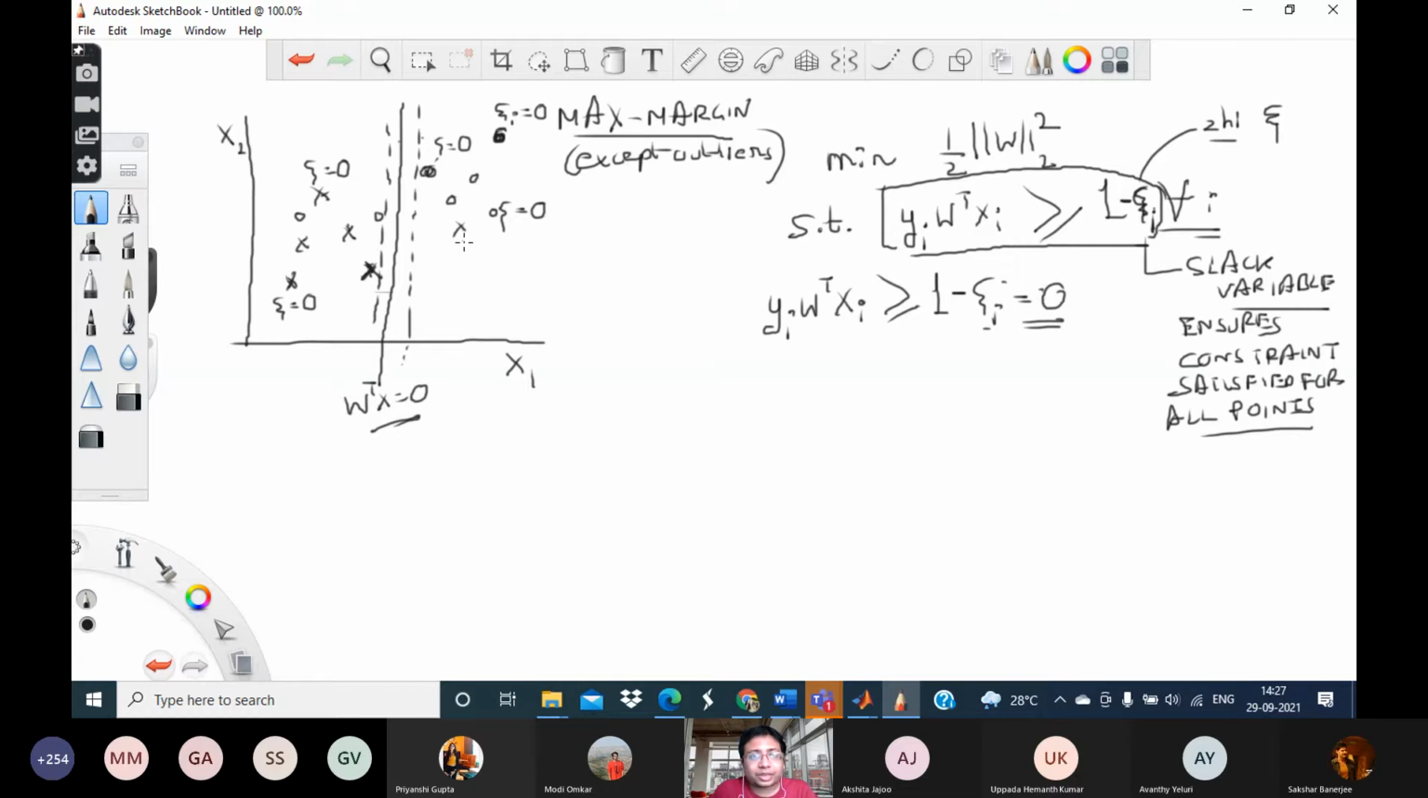This point x is misclassified, which means its y is equal to -1, but its w transpose x is positive. So there is a mismatch between them. If I take the product of these two things, I will get a negative quantity. So obviously the previous formula's constraint is going to be violated. Clearly, for a point like this, the product is a negative value.